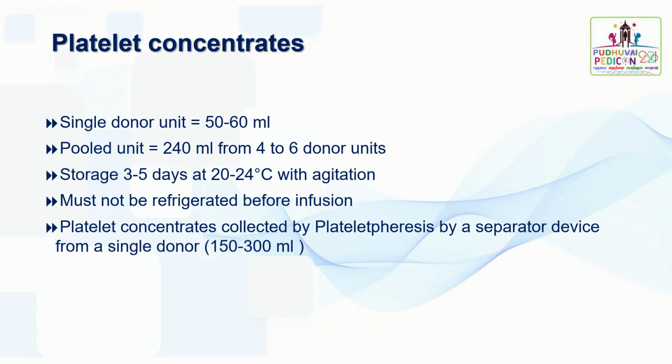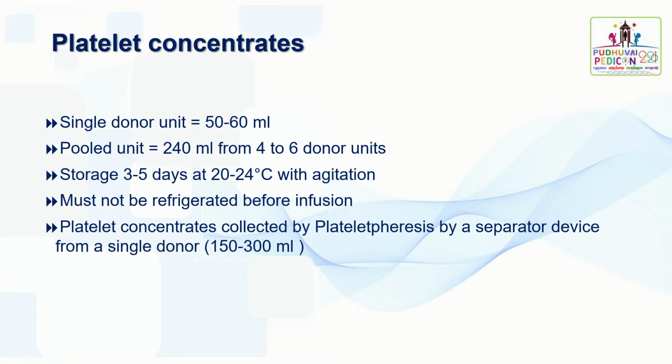It can be stored at a temperature of 20 to 24 degrees centigrade with gentle agitation, and it can be stored only for 3 to 5 days to avoid clumping. If it is not given gentle agitation, the platelets will clump and it will not be useful. So it must not be refrigerated before infusion.